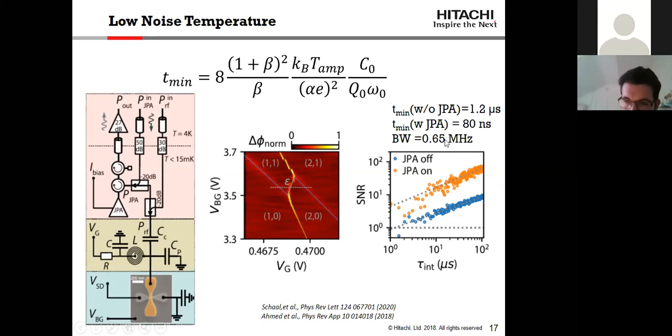But there is one particular aspect that needs to be improved, and we will do it in the future, which is to increase the bandwidth of these resonators, which at the moment is of the order of 0.65 megahertz, and ultimately will limit the speed at which we will be able to resolve single spin signals. Good. Those minimum integration times translate into fidelities of the order of 99.7% in 32 microseconds without the JPA and 1 microsecond with the JPA.